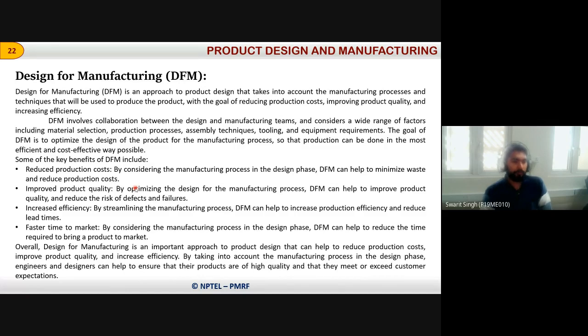Then overall, design for manufacturing is an important approach to product design that can help to reduce production cost, improve product quality, and it also increases the efficiency. By taking into account the manufacturing process in the design phase, engineers and designers can help to ensure that the products are of high quality and meet the customer demand and expectations. Okay, so these are all key benefits of the design for manufacturing approach.